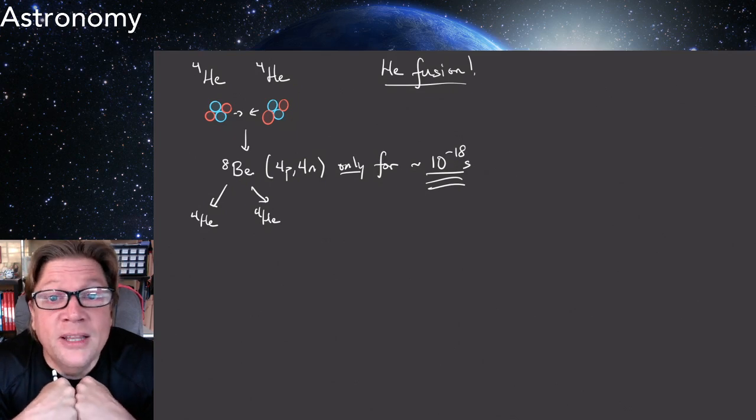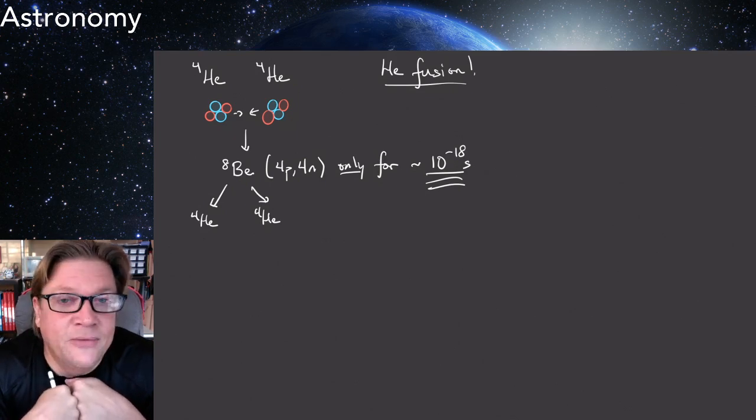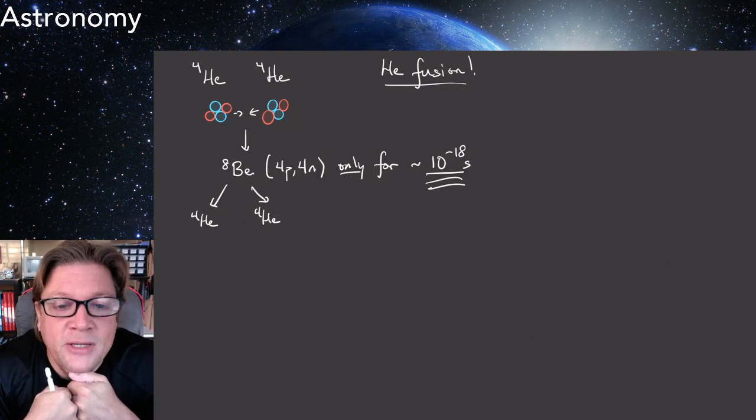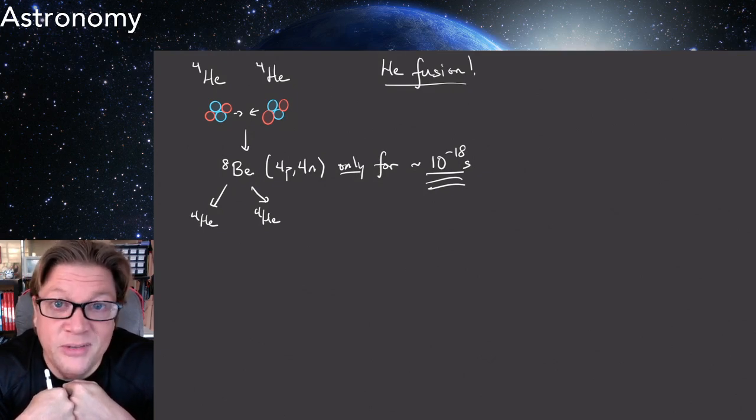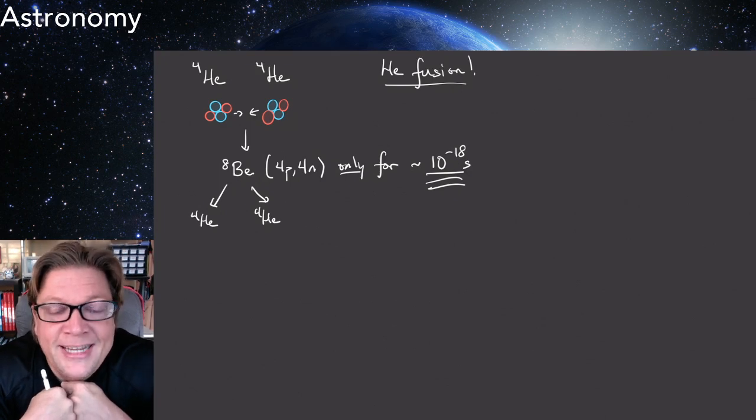But here's what people realized. This was, 1940, something like that. The puzzle was, how do you get past this step? Because it was known back then that beryllium, this form of beryllium, is not stable. It falls back apart. So what has to happen? And the clever realization was, it's so dense.